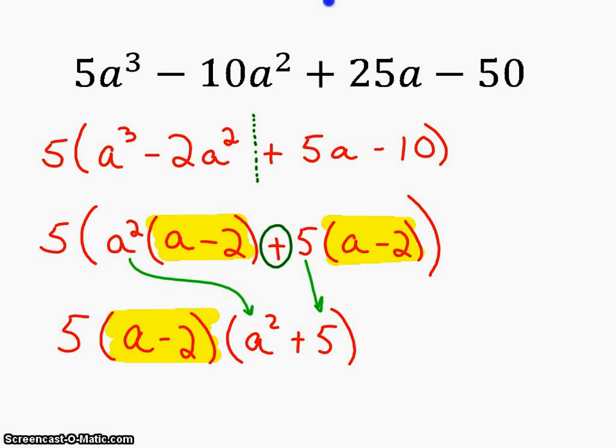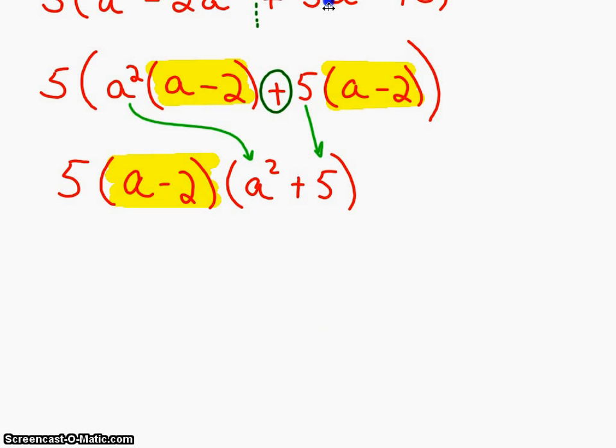So our final answer is 5 times a minus 2 times a squared plus 5.